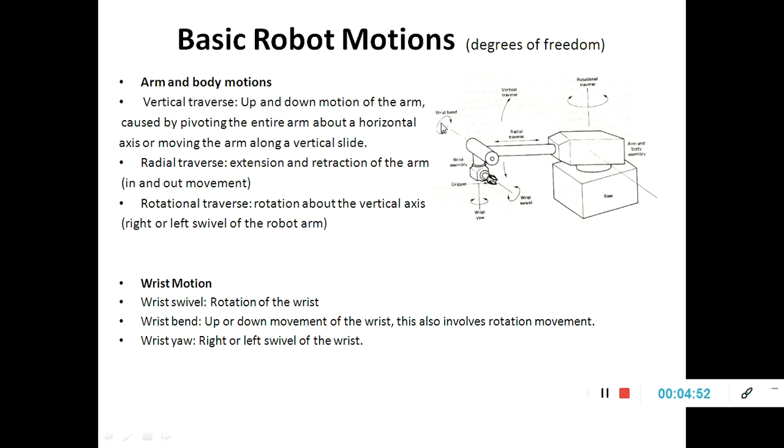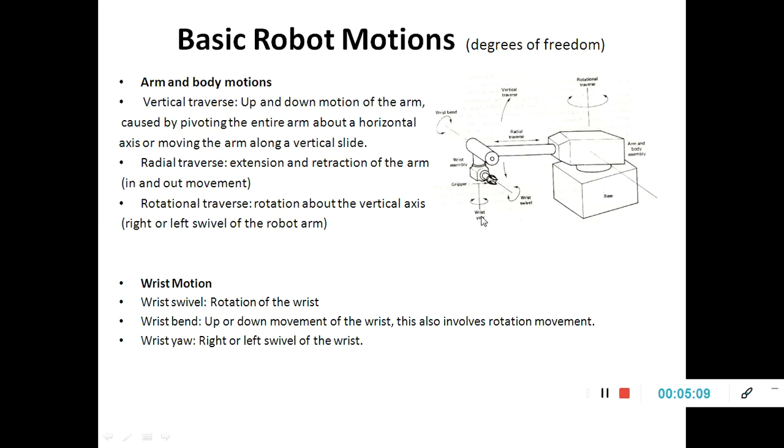Then wrist bend. Here it is a wrist bend. The wrist, the next part of this telescopic arm, is the wrist. So this wrist can bend, it can be rotated in this direction, and that is a wrist bend.